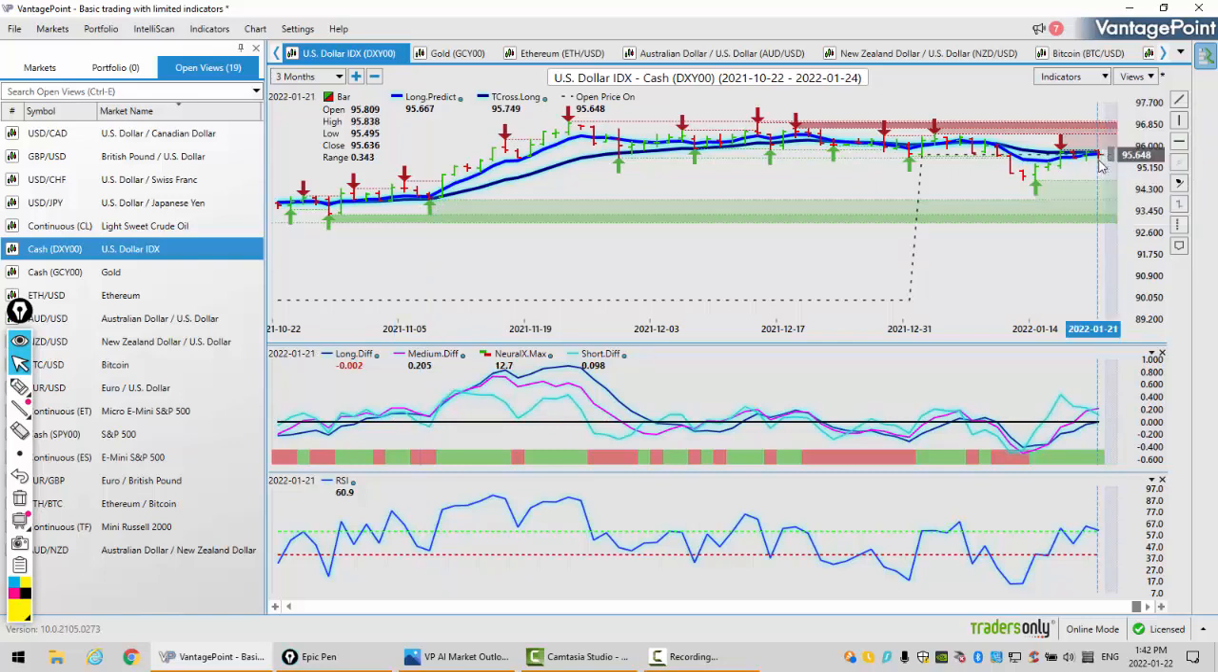So again, our main resistance point remains the T-cross long and the yearly opening price that are both at almost the exact same level, 95.74 and 95.64. So as soon as we clear this level, that will be the trigger for the dollar to make its likely move back towards the 96.90 mark.